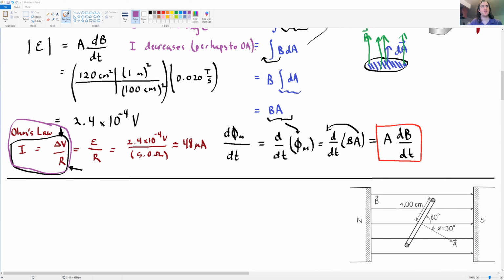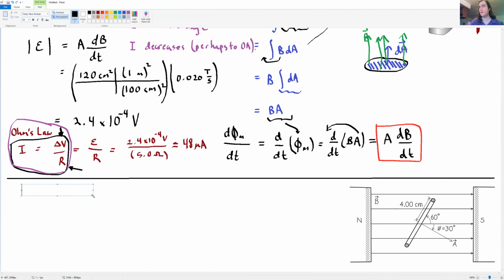So for this next question, it's kind of like one of these generator style problems. What you're seeing in that figure is a simple current loop in a magnetic field, which is the basic principle of a generator, right? So let's take a look here.